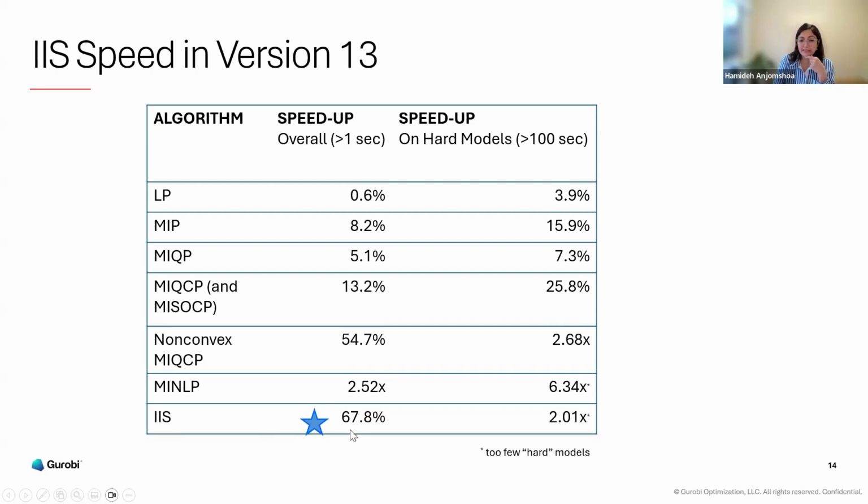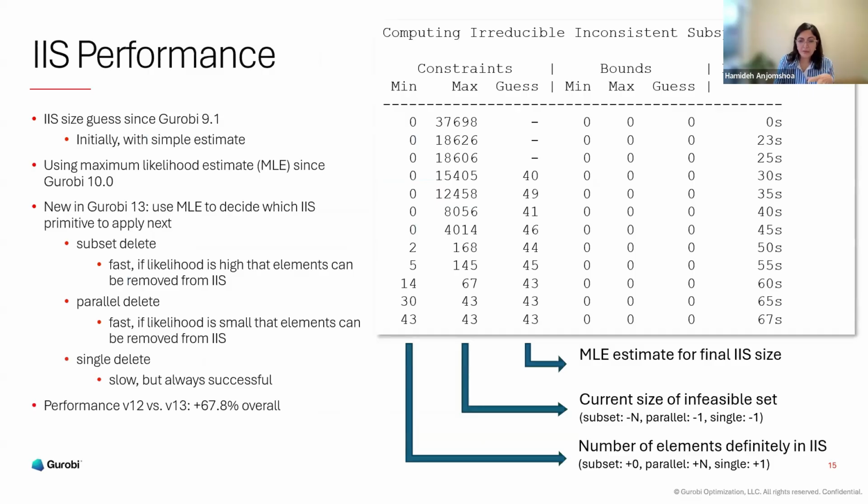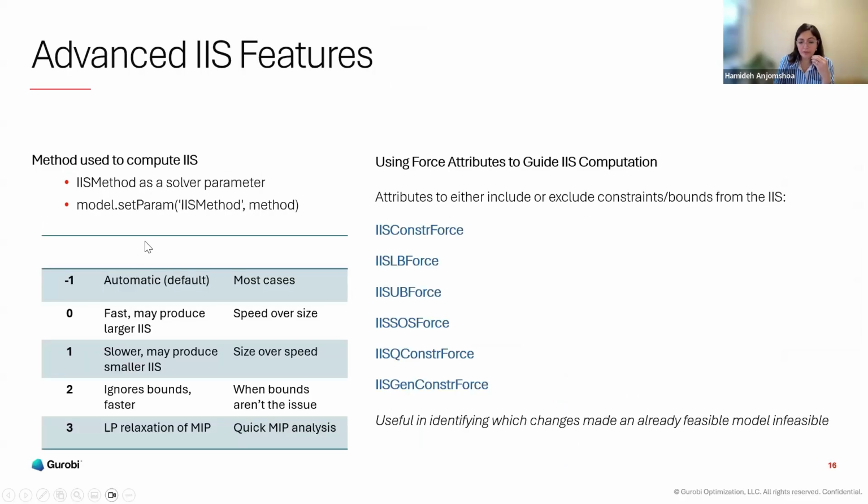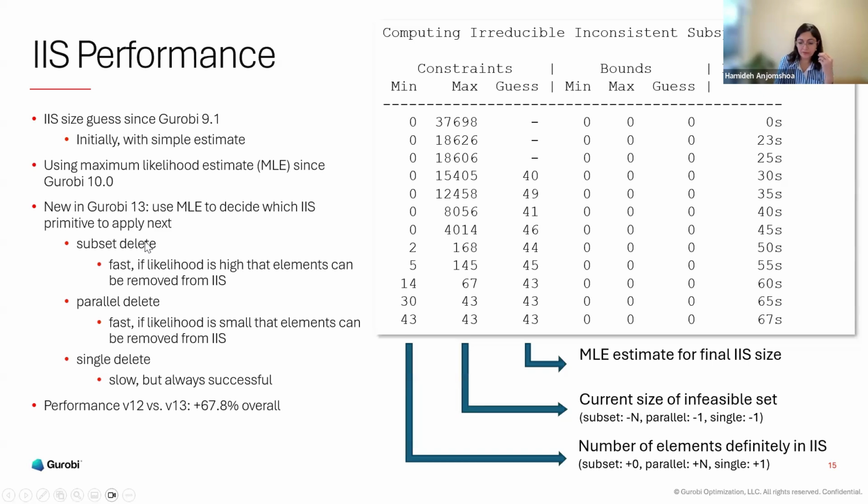For IIS, we can see that there has been a massive improvement from version 12 to version 13 to calculate that, 67.8%. The story behind this massive improvement, I thought to share, that would be nice for you to see what happened. For those people who have used Gurobi for several versions, in Gurobi 9, they start to just estimate.